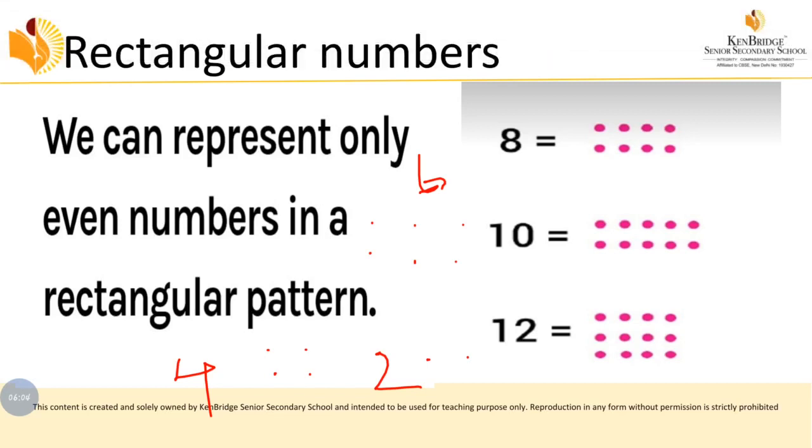You can make only the shape of a line, not a rectangle. Understood? So rectangular numbers start from 4, 6, 8, 10, 12. Likewise, all the even numbers you can represent as a rectangular pattern. Okay. Let's move on to the next one.